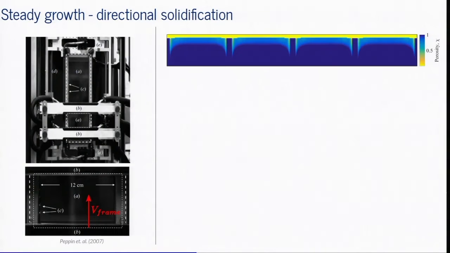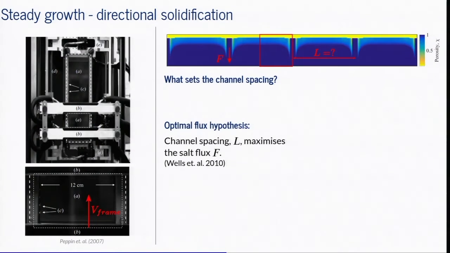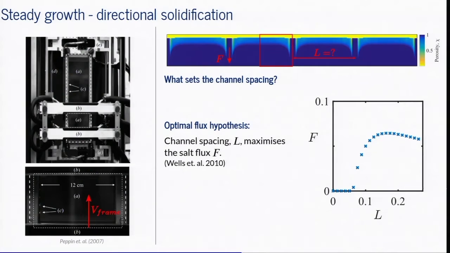We then wish to take advantage of the periodic nature of these systems to simply solve in a box that's this big rather than this big because it's quicker. To do that, you need to have some idea about what the spacing is between these channels. And we'll assume this thing called the optimal flux hypothesis, which states that the channel spacing left to its own devices will adjust to maximize the flux of salt through the channels. What this means practically is that if you take your box that's this big, you vary the length of your box and you keep solving your equations, you measure the flux and you get a curve like this, you take the solution that's up here.